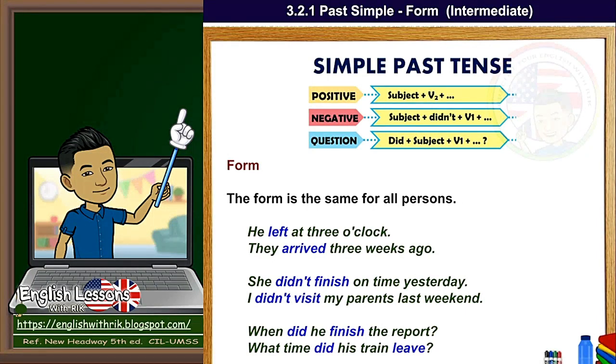Past simple. Form. The form is the same for all persons in the past simple. He left at 3 o'clock. They arrived 3 weeks ago. She didn't finish on time yesterday. I didn't visit my parents last weekend. When did he finish the report? What time did his train leave?